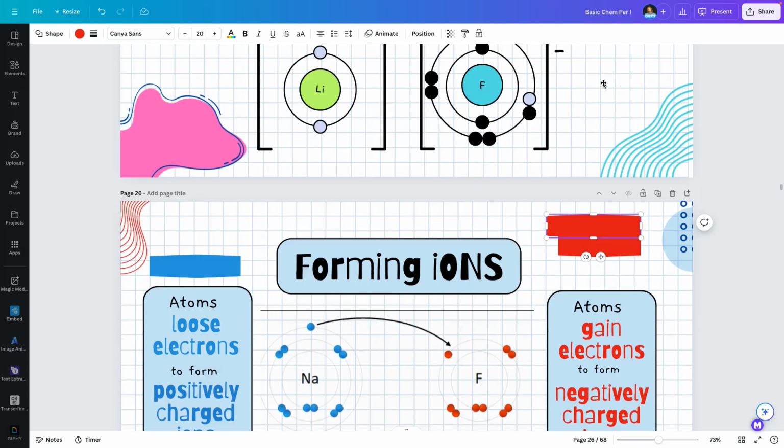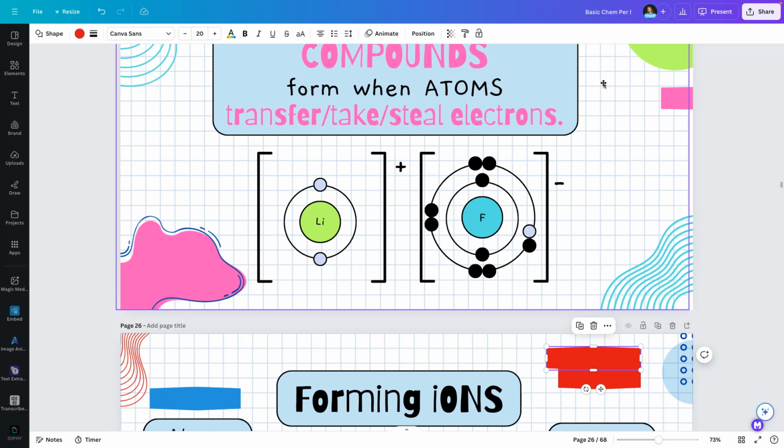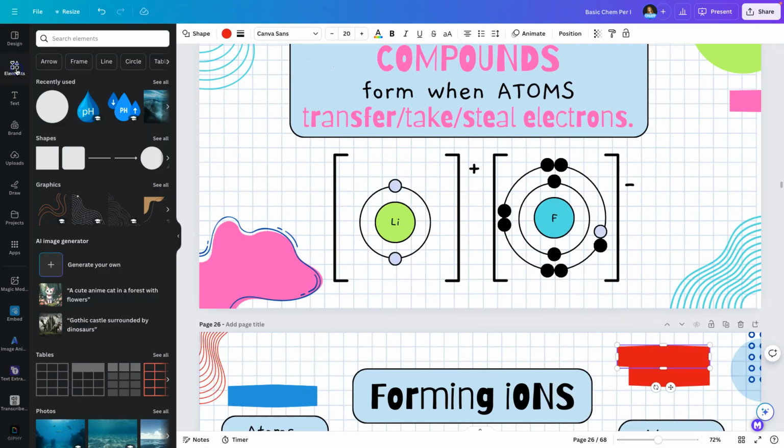So when you look at lithium fluoride, which one gained an electron and which one lost an electron? Wait, I didn't hear you say it again. Okay, Li lost an electron and fluorine gained. You could see it in the visual, but what would happen if I did this?